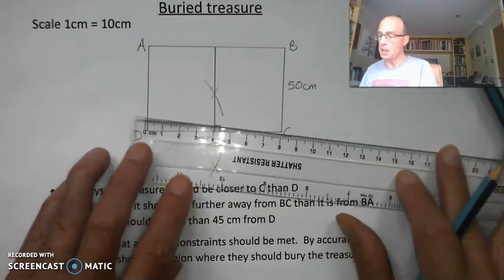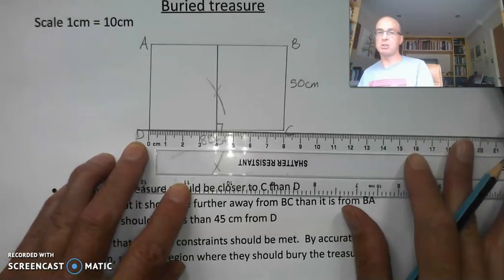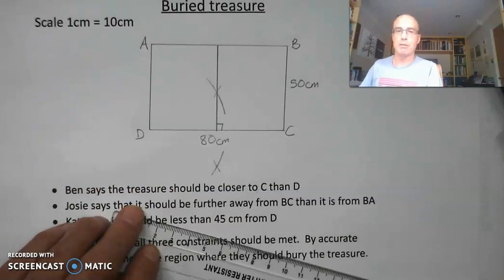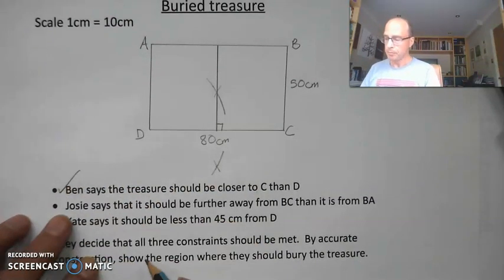We can also have a sneaky check. 4 centimetres, not looking too bad. Happy enough with that. And so we've done Ben.